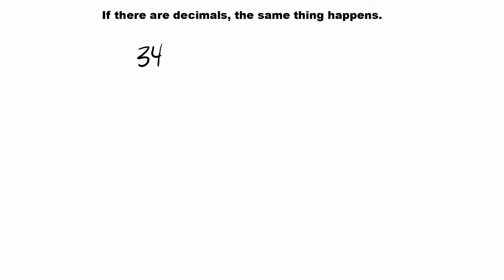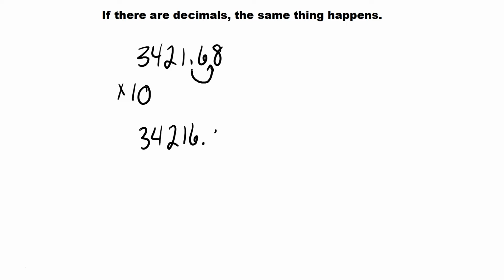If there are decimals in the number that we're multiplying, the same thing is going to happen. So supposing we had a number like 3,421.68, and we're going to multiply that times 10, the same thing happens. We just have to take this decimal and move it one place to the right. So 3,421.68 times 10 is 34,216.8.